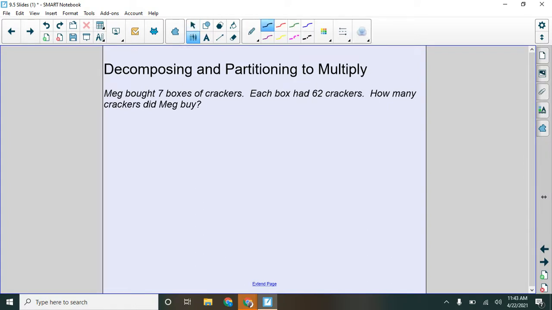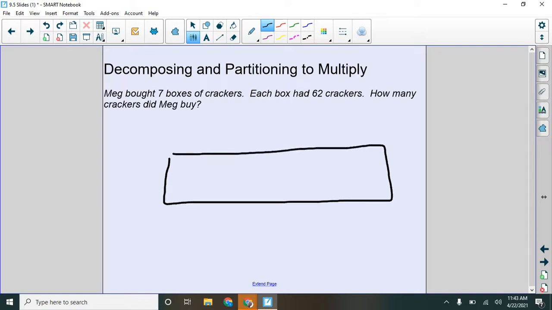So I am going to partition a rectangle. I'm going to draw my rectangle. This is what you're going to be doing. And then 62, this is the one I'm going to split up. I'm going to make it 60, and I'm going to chop off the 2. All right, here we go. Chop off that last number. So the 2 goes here, and the 60 right there. See how that's 60 and 2?